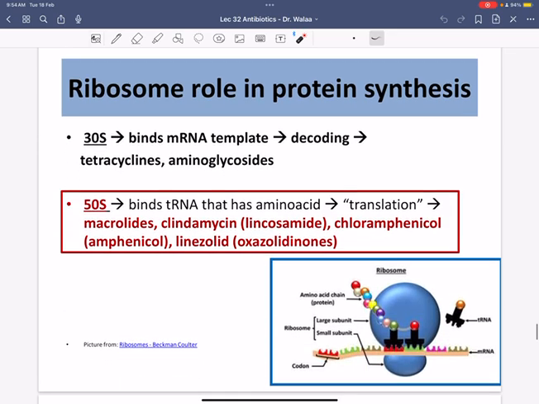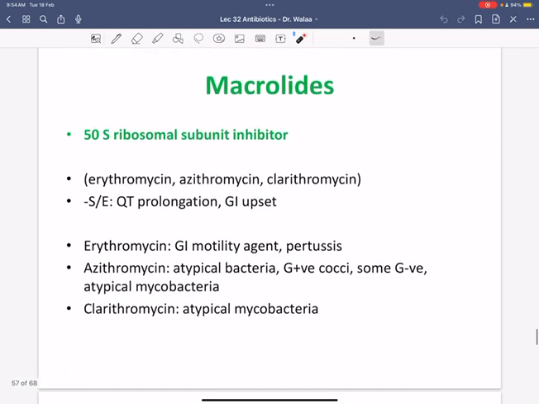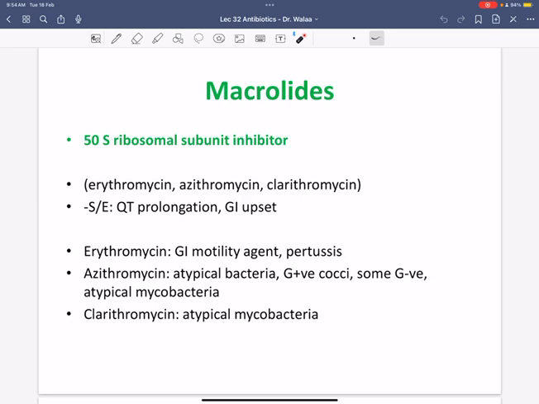Macrolides. This is one of our pediatricians' most used or favorable antibiotics to use for so many reasons. First, it's very safe. It has an excellent safety profile. Second, it's given by PO route. The taste is good, or okay.